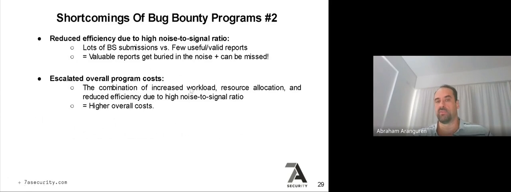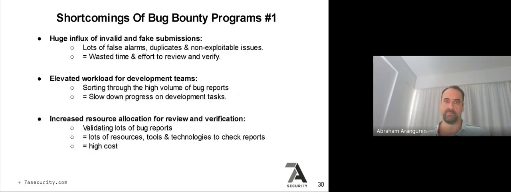The combination of the increased workload, resource allocation, and reduced efficiency due to the high noise to signal ratio means higher overall cost, right? So you have to factor that in if you want to implement a bug bounty program. I'm not saying you shouldn't do it. I'm just saying you have to be aware of the real cost, right? And I'm also not saying you shouldn't use automation. You should use automation, but you should be aware of the limitations of it, right?